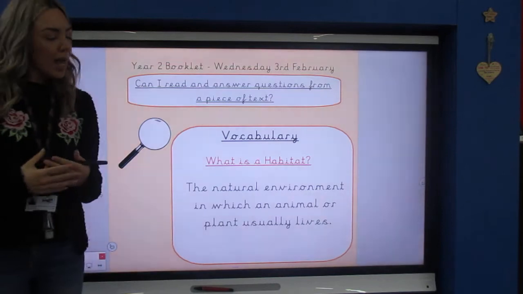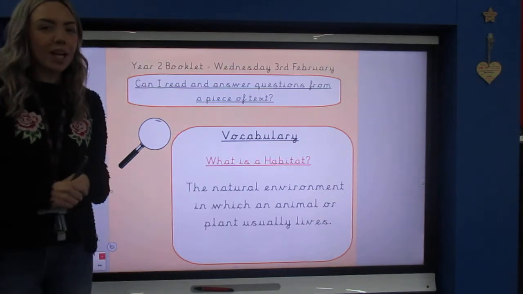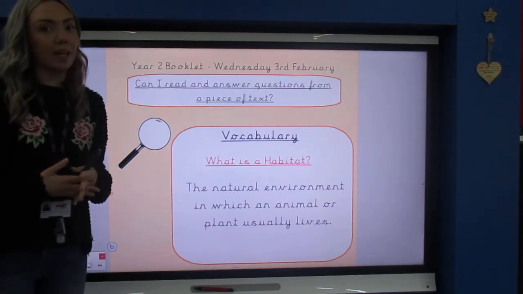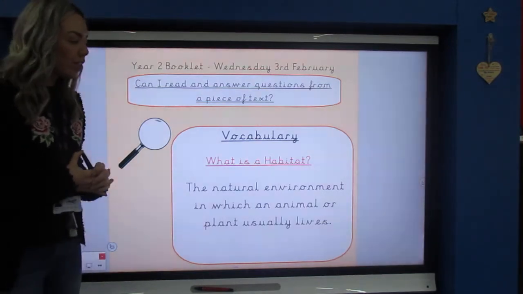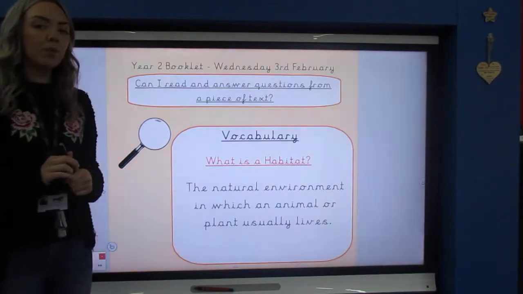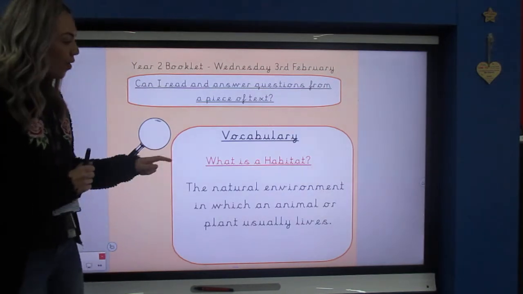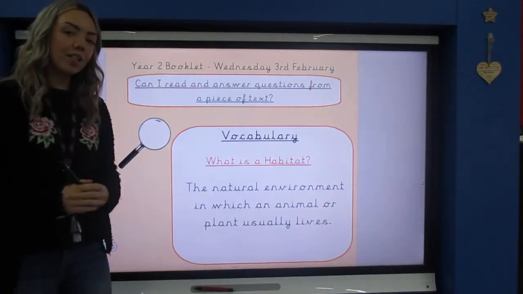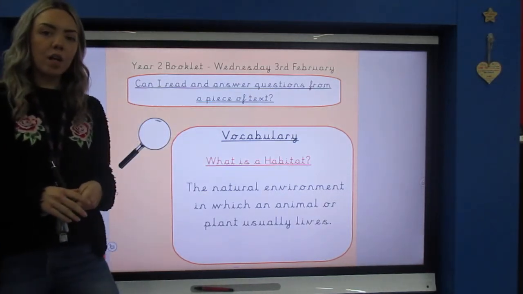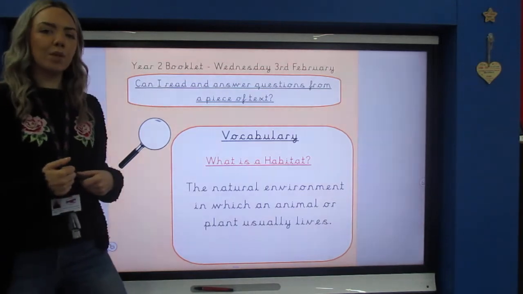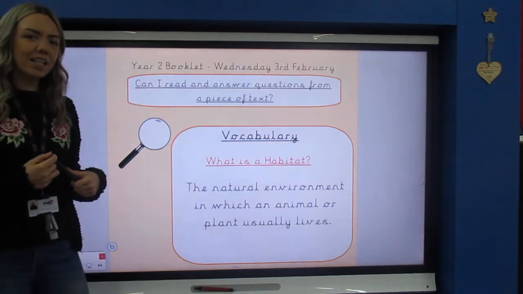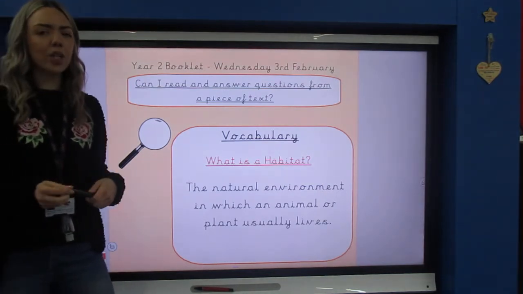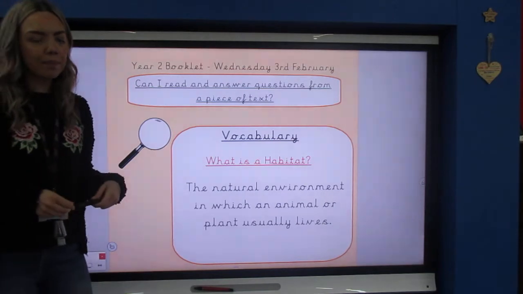Now, in Year 1, we haven't really looked at habitats before, and if we have, we might not have called them habitats. So just to give us a little bit of a reminder and to help us understand our text today, I thought our vocab for the day could be the word habitat. What is a habitat? Pause the video now and see if you can discuss with your adult at home what you think a habitat is. What do you think it might mean? Have a really good go and then we can have a look together, okay?